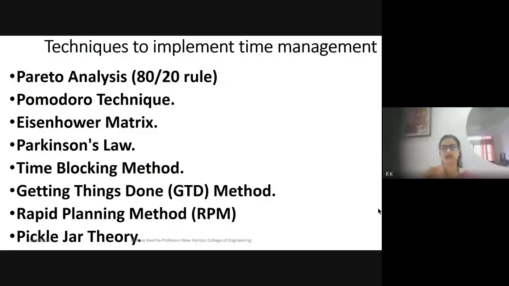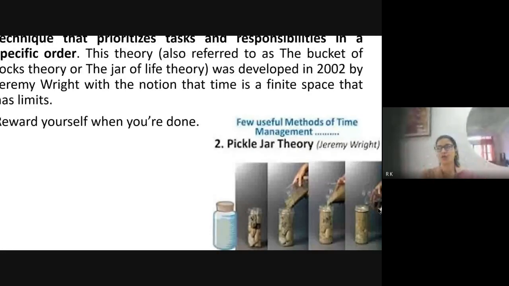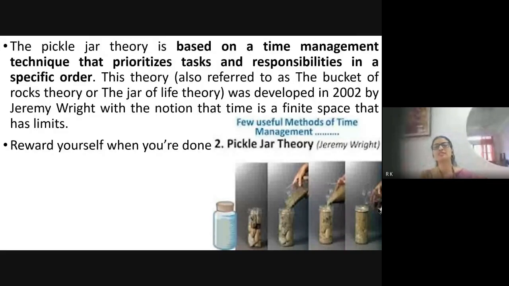And the last method, and the most interesting method, is the pickle jar theory, which is a very old theory. In our good old granny days, we would have prepared pickles and we would have learned. I hardly know how many of us, including me, prepare pickles. The pickle jar theory is a time management technique that prioritizes the tasks and responsibilities in a specific order. This theory is also referred to as the bucket of rocks theory or the jar of life theory, which was developed in the year 2002 by Jeremy Wright with the notion that time is a finite space that has limits. Of course, I think I have taken a lot of time.